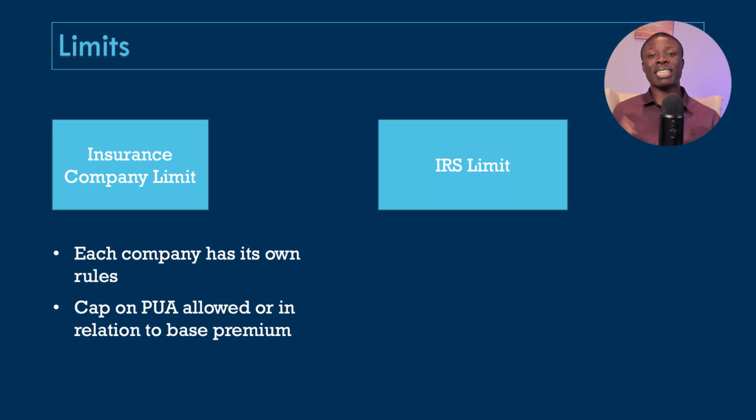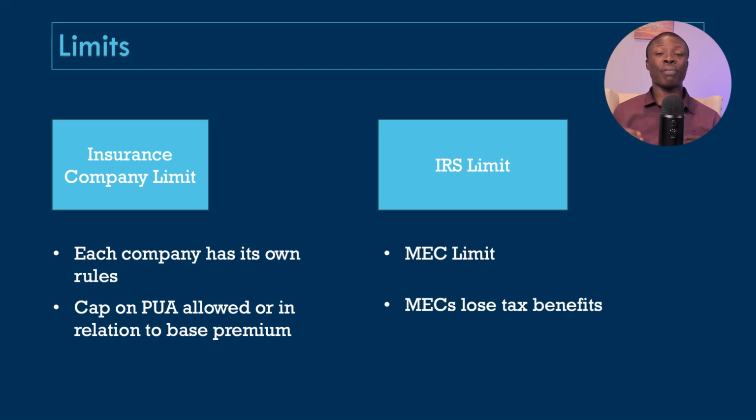Then there are the IRS limits, specifically the Modified Endowment Contract limits, also called the MEC limit. Every policy has a MEC limit, which caps how much money you can pay into the policy per year. If you want to pay $10,000 per year into your policy, then the MEC limit has to be set to at least $10,000. The 2 main factors that control the MEC limit are age and the death benefit.